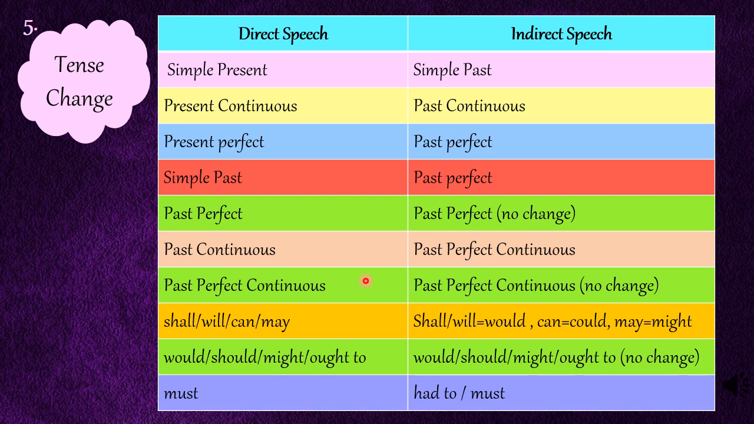If past perfect continuous is given in direct, you do not make any change. It remains the same. Likewise, if would, should, might, or ought to is given, there is no change made. But if shall, will, can, or may is given, then you change it to would, could, or might. If must is given in the direct speech, you change it to had to, or it remains as must.